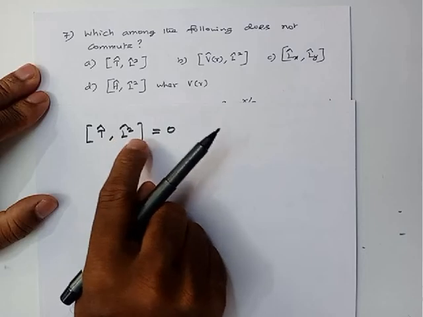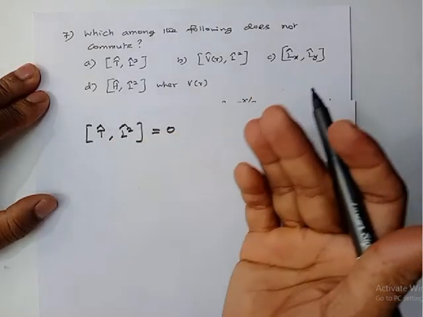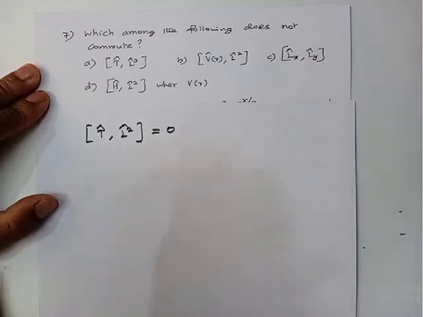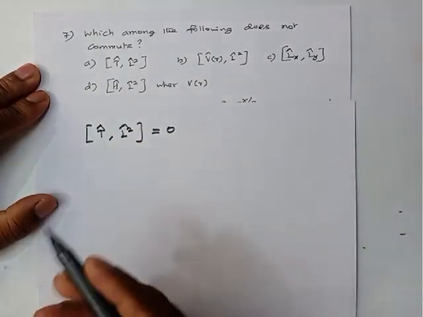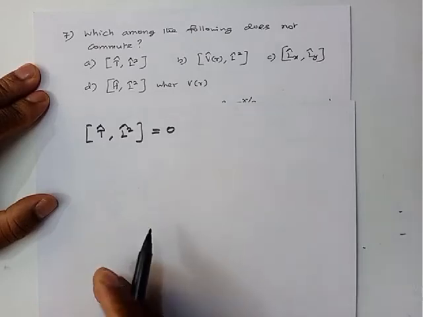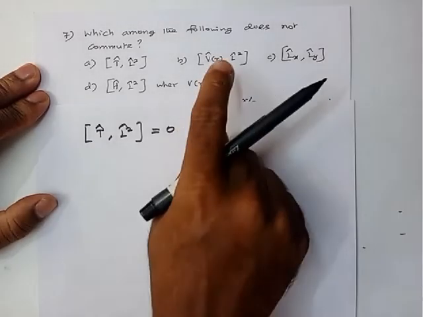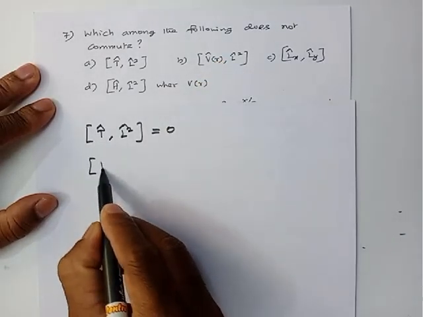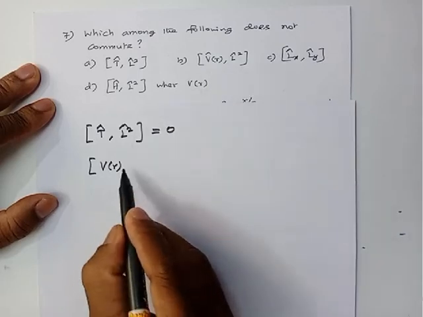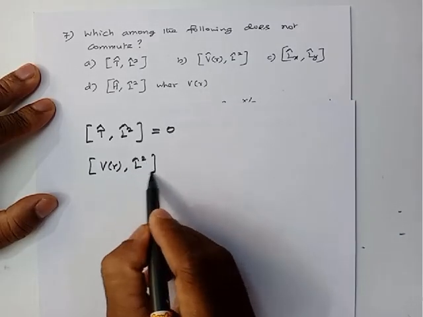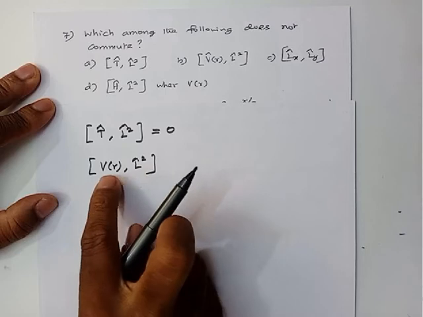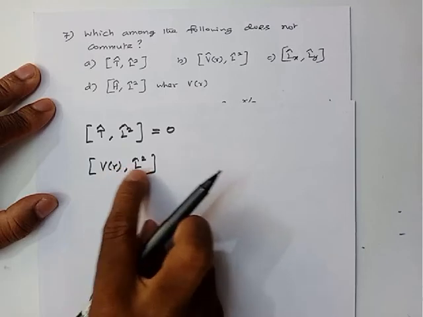So they commute. I have already told you, if one operator depends on one variable and the other operator does not depend on that particular variable, then they commute. Here, this is option A. What about option B? Potential energy is clearly a function of R, and L square is independent of R, whereas potential energy depends only on R. So in this case, they also commute.